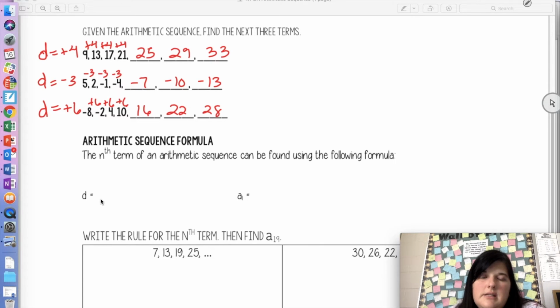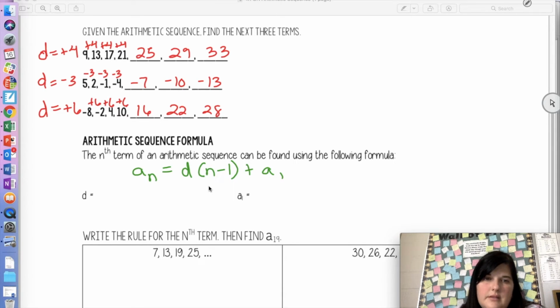And then the arithmetic sequence formula. There is a formula that you're going to use, and I'm going to tell you how to identify which letter is which. So let me change my color here. The formula is a sub n equals d times parentheses n minus 1, plus a sub 1. So a sub n, all that means is what term you're trying to get to.